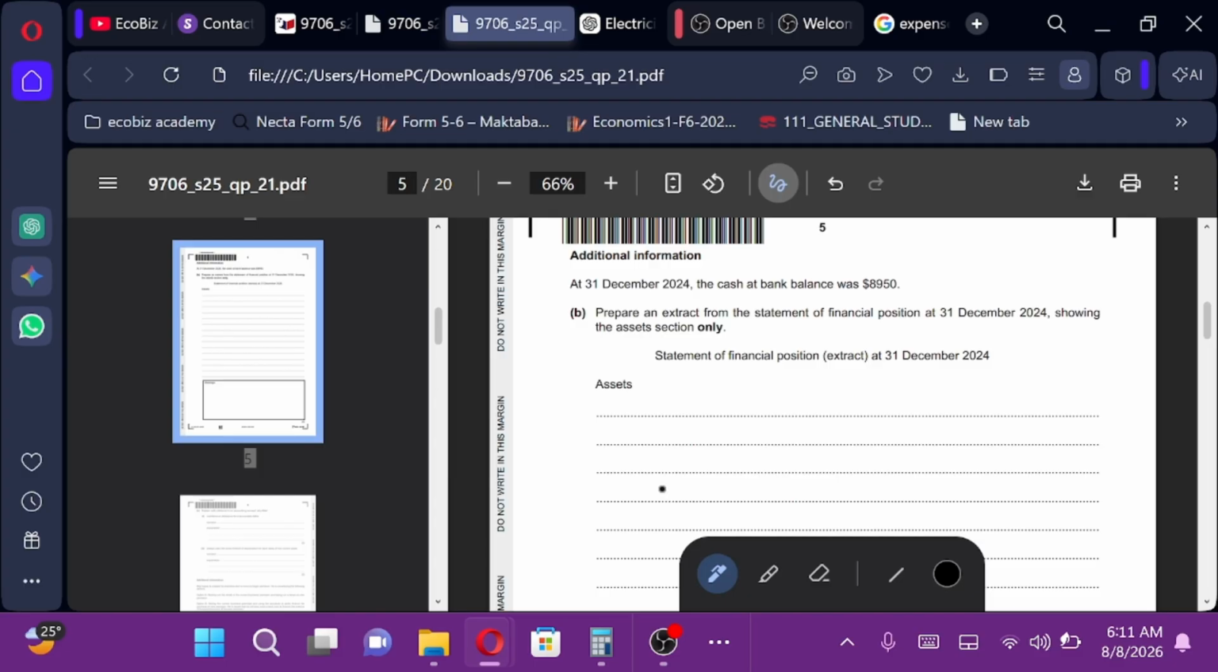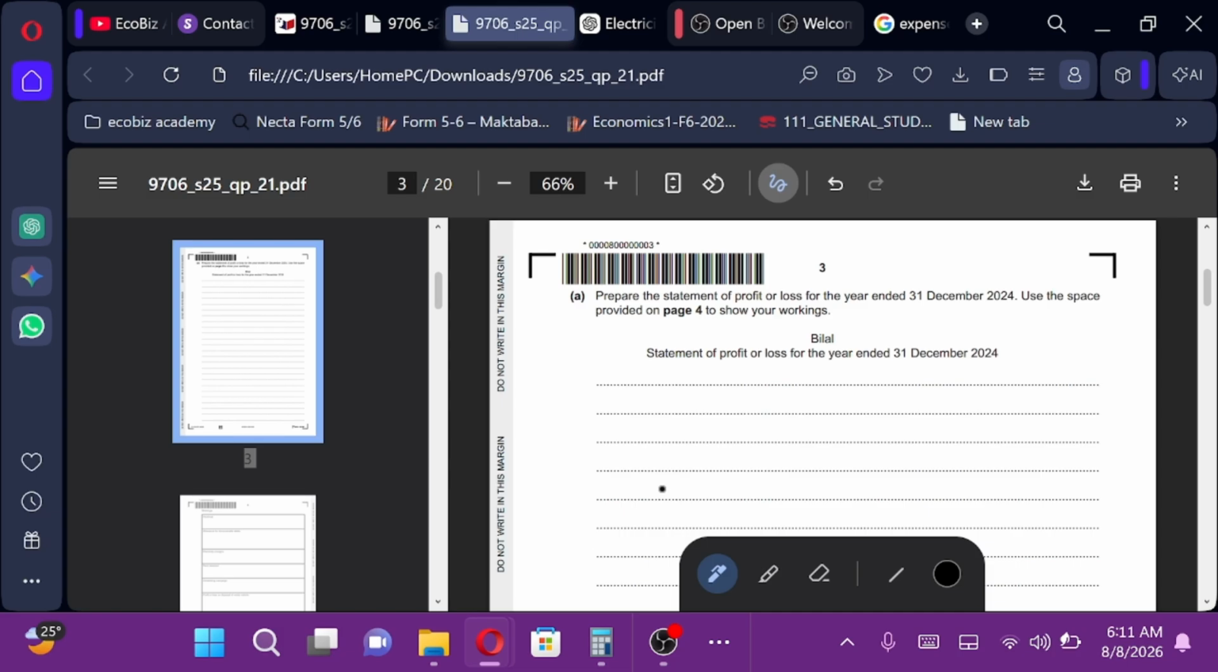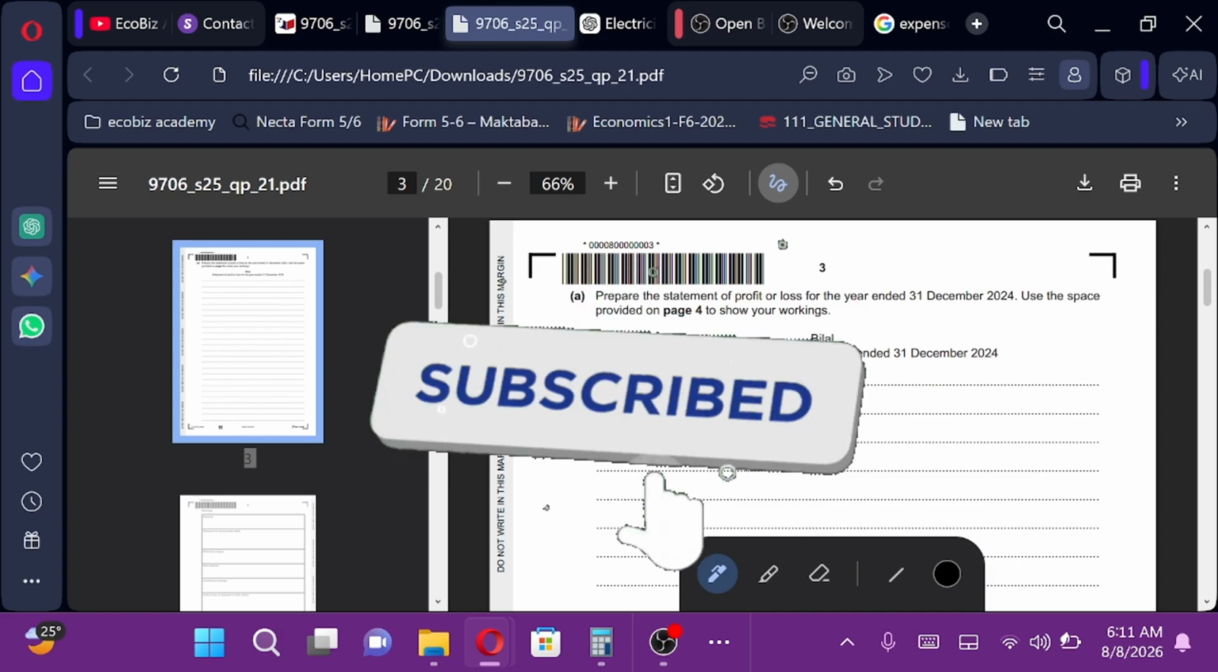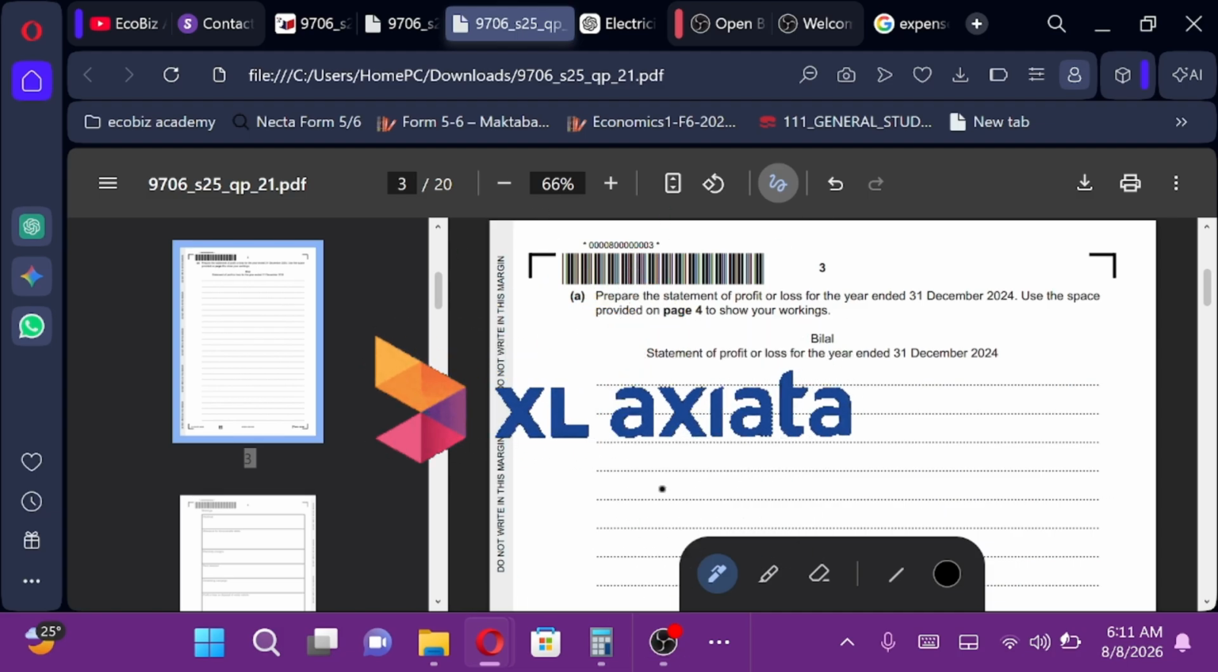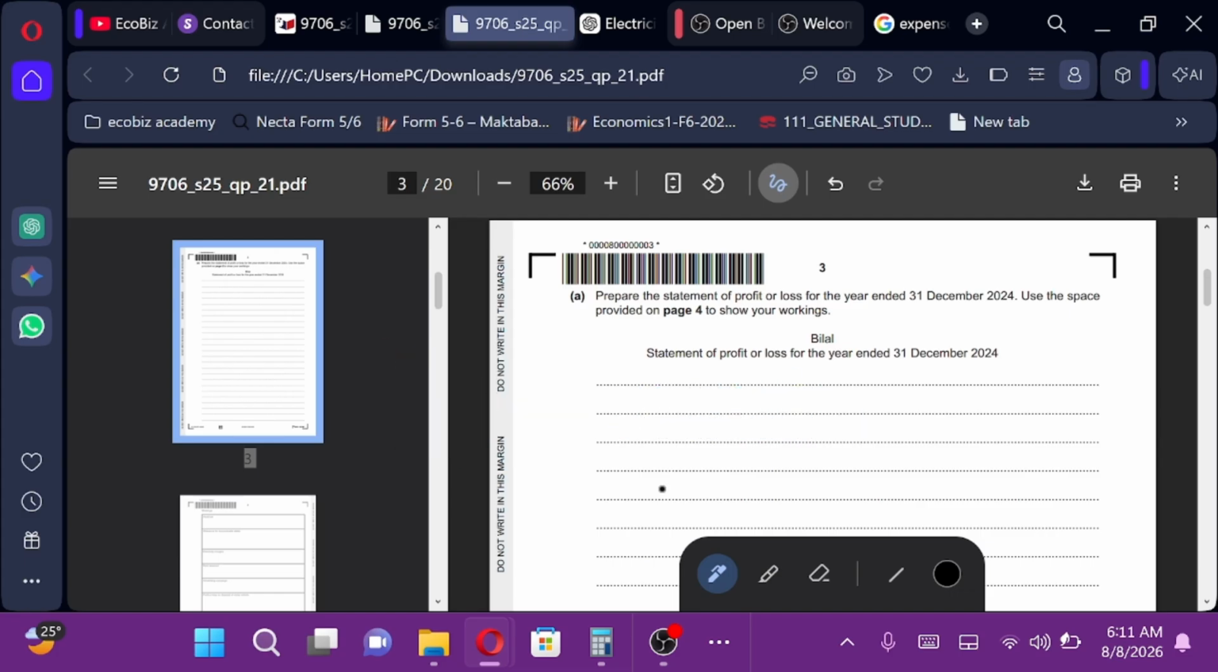Okay, so what are assets, guys? Assets are basically those materials that we have inside the business that we can use for selling. We have two types of assets: non-current assets and current assets. In non-current assets, we have things like equipment, motor vehicles, and things like that.